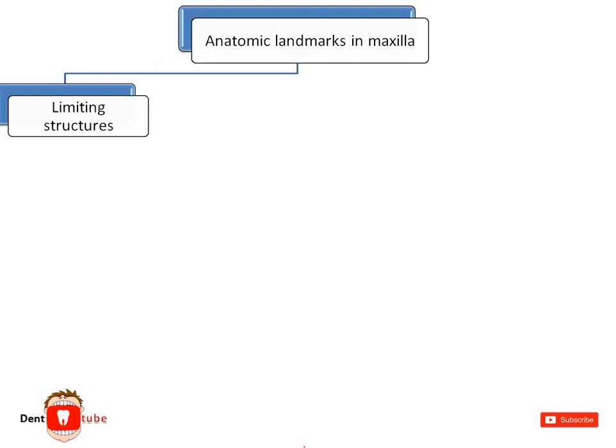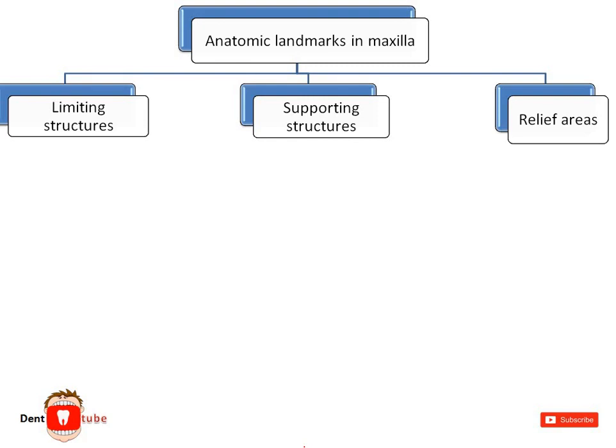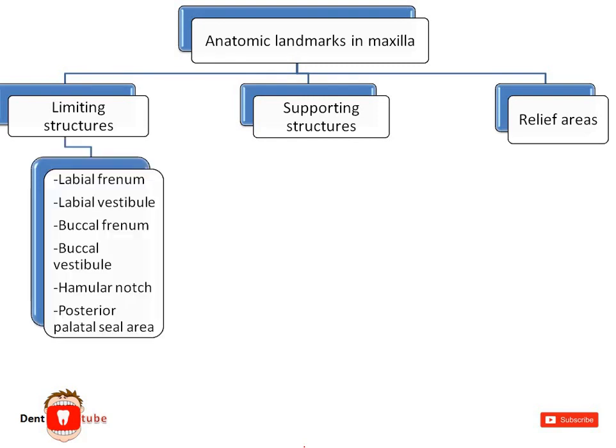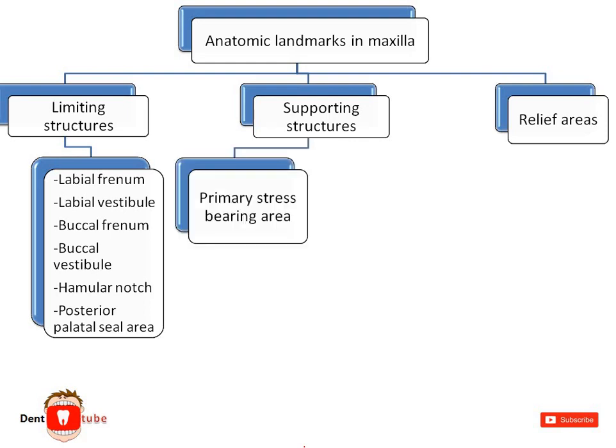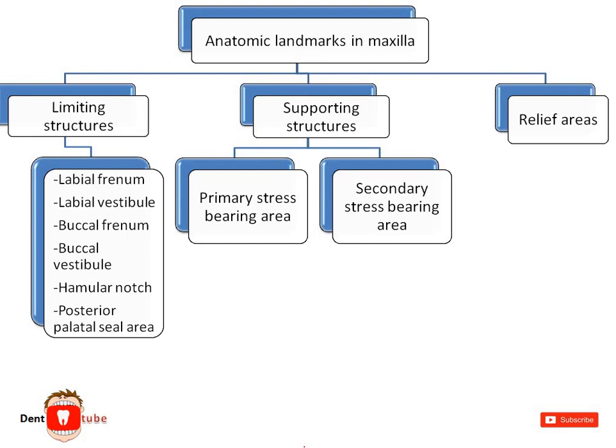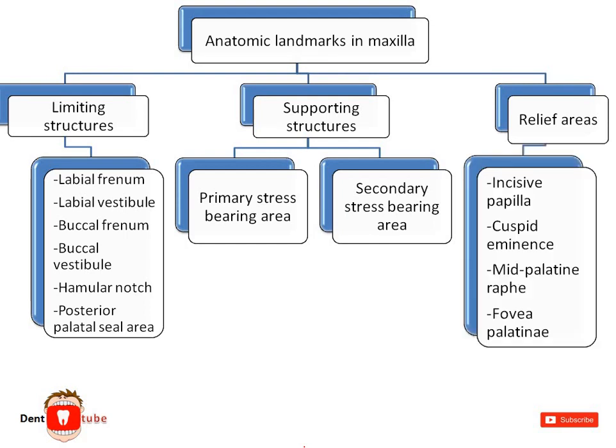The anatomic landmarks in maxilla are basically divided into limiting structures, supporting structures, and relief areas. Under limiting structures, we have labial frenum, labial vestibule, buccal frenum, buccal vestibule, hamular notch, and posterior palatal seal area. Under supporting structures, we have primary stress-bearing area and secondary stress-bearing area. Under relief areas, we have incisive papilla, cuspid eminence, mid-palatine raphe, and fovea palatini.